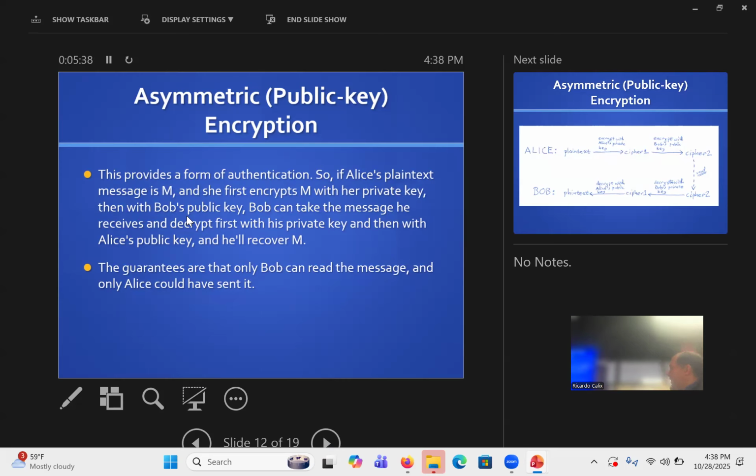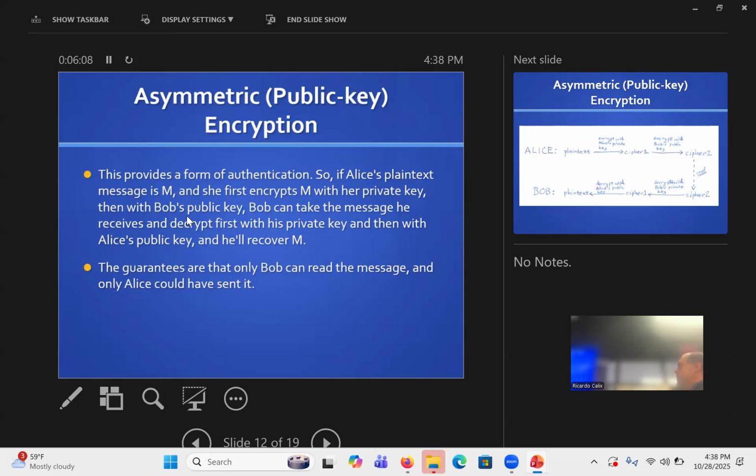So if Alice's plain text message is M, and she first encrypts M with her private key, then with Bob's public key, Bob can take the message he receives and decrypt first with his private key, and then with Alice's public key, and he'll recover M and achieve both confidentiality and authentication. Do you guys understand? Does this make sense? Any question? All right, good.